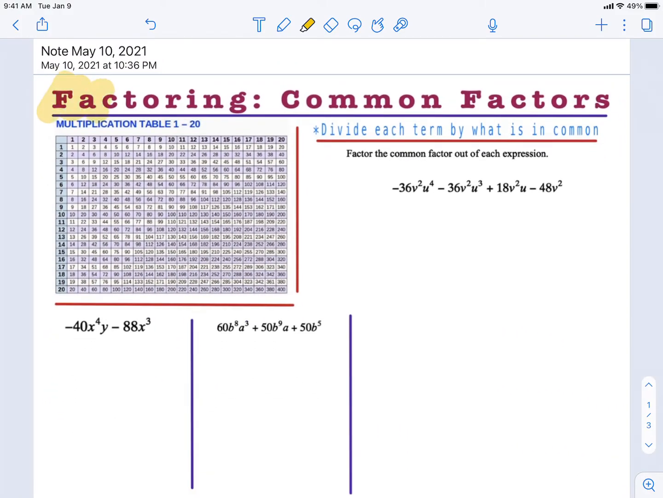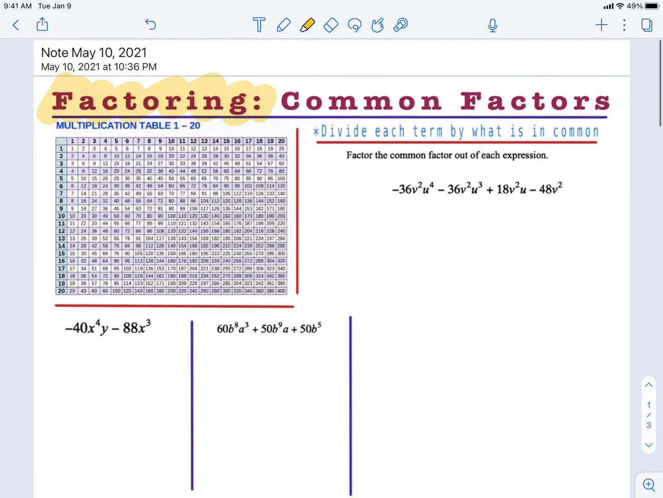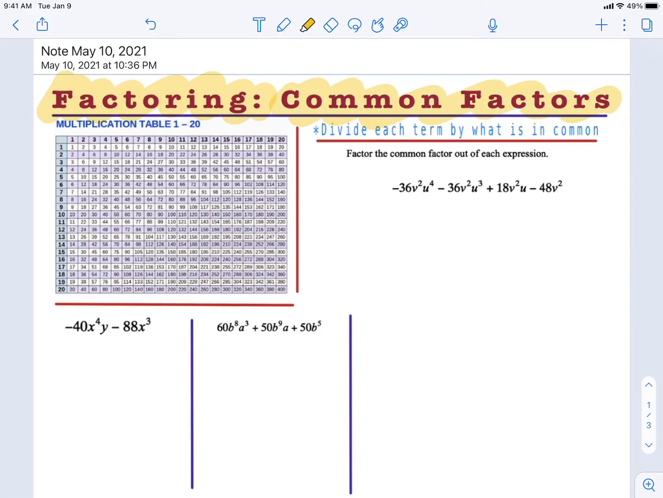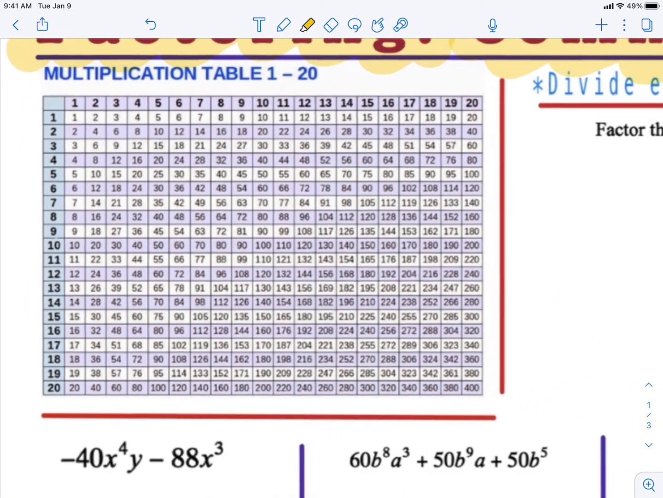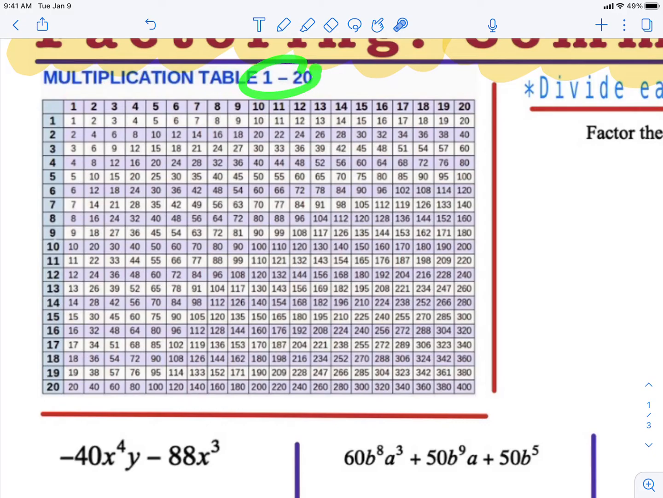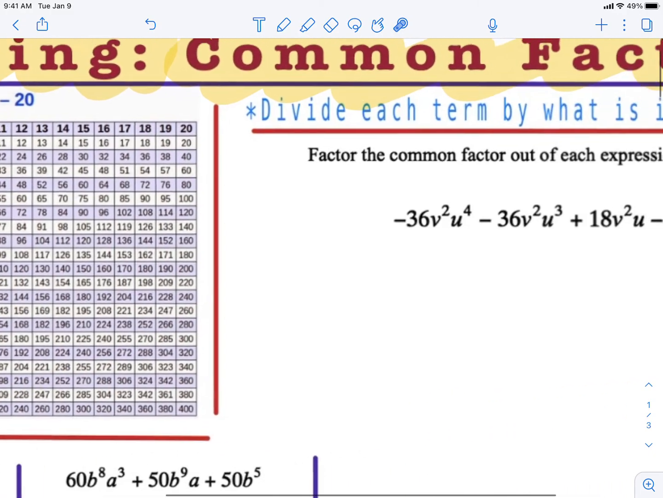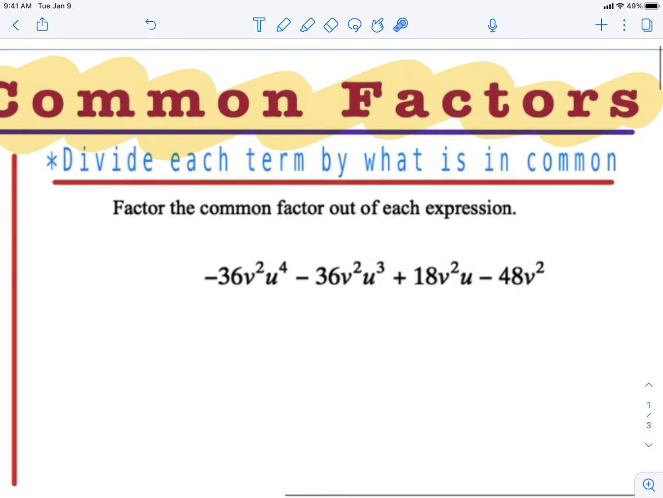And these notes are called factoring common factors, right? So we're going to work on common factors. As you can see here, we have the multiplication table 1 through 20, so we're going to be using that for sure. The bullet point that we're going to remember is that we are going to divide each term by what is in common. That's why it's called common factors, right? We're going to divide each by what is in common.